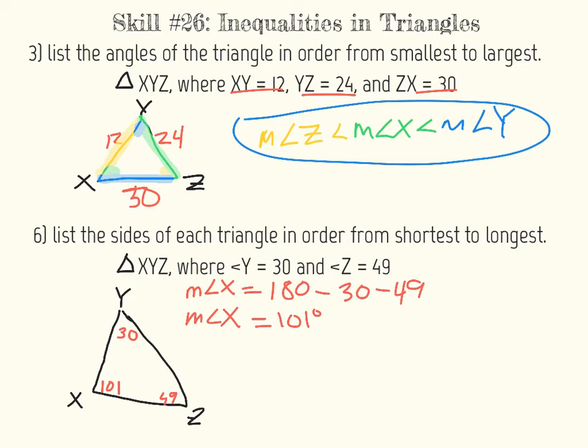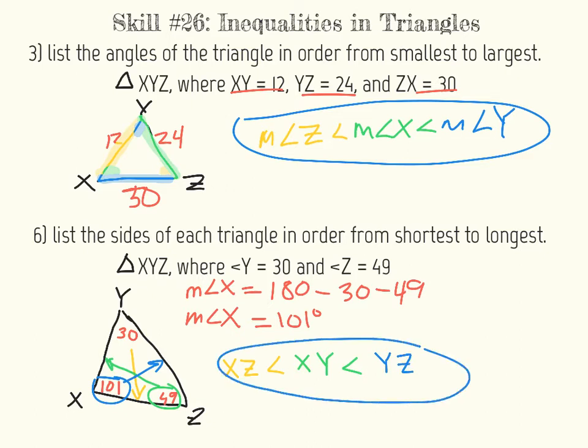So the first one, the smallest side, would be opposite of the 30, so that would be side XZ is less than the rest of them. So then my next smallest number is the 49, so opposite the 49 is XY. So side XY is bigger than XZ, but is smaller than the final side, which is opposite of the 101, which is side YZ. So that is your final answer, from shortest to longest.